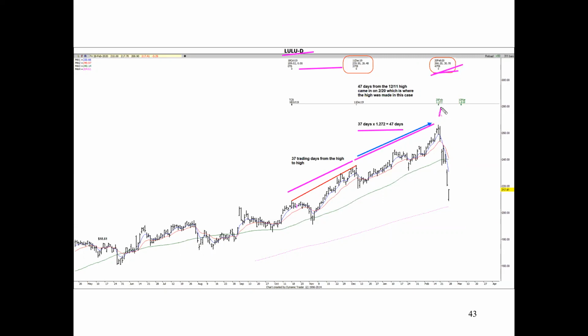And that's where the high was put in, on the 20th. And again, I don't typically use a single level. I'm just showing this as an example of one of the types of time cycles that I run. And obviously you don't want to do the math by hand anymore, so most programs will do it for you.